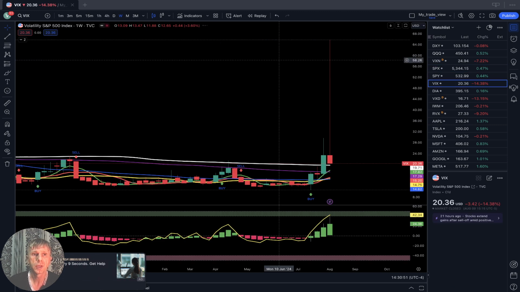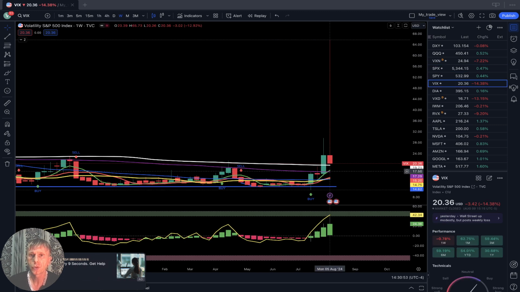VIX volatility index was huge move, right? And it did reversal. It created a hammer bar. RSI still in the overbought territory. Interesting. It didn't reverse yet.